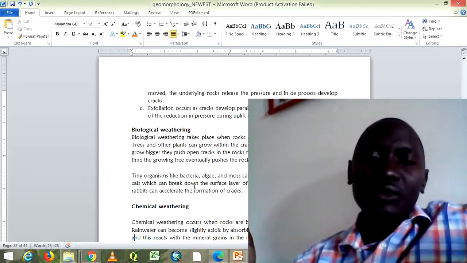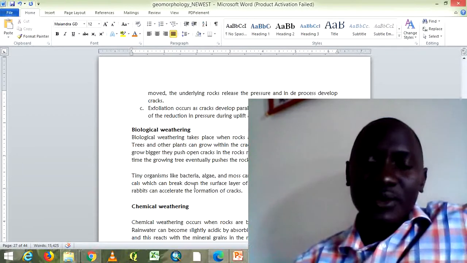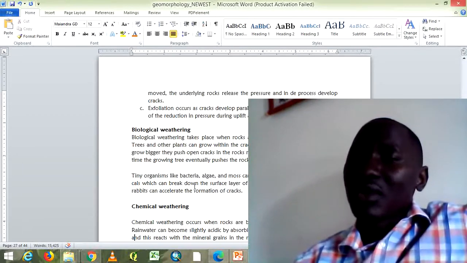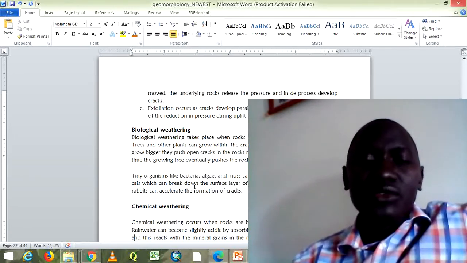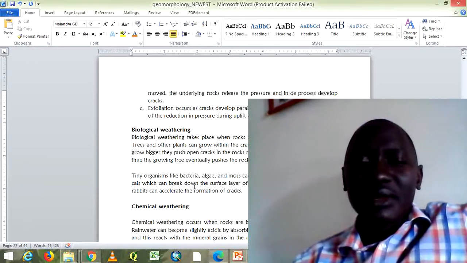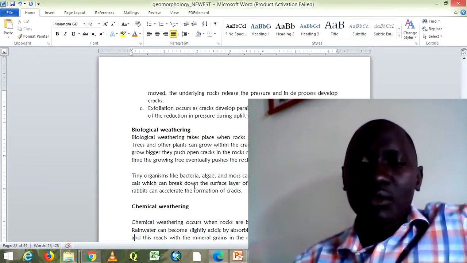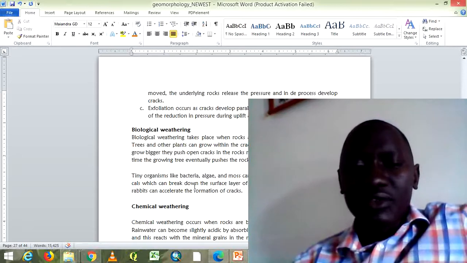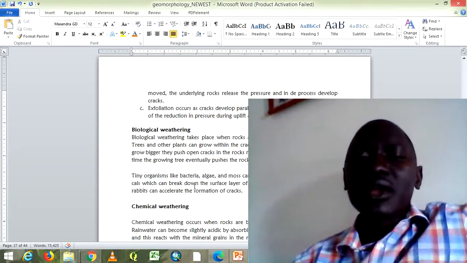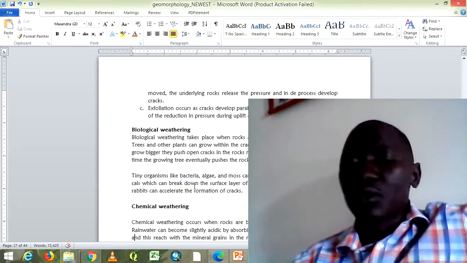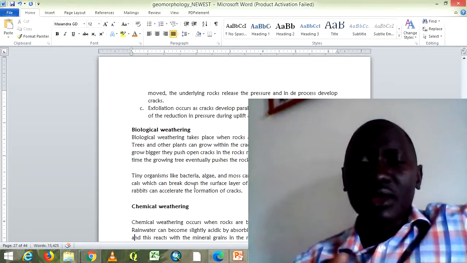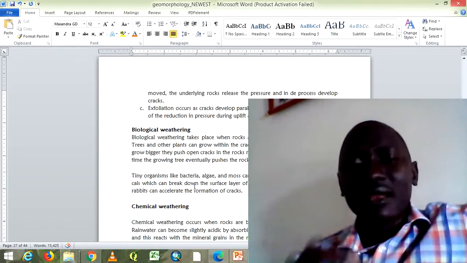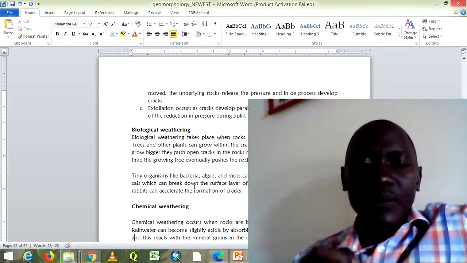When you go to these areas of rock outcrops, like for example in Fort Portal there, you'll find trees growing on the rock, and the rocks have been disintegrated because of the plant root action. But there's also action of organisms known as bacteria, algae and moss, which grow on rocks and produce chemicals which can break the surface layer of the rock. There are also burrowing animals like rabbits and squirrels, which dig up the ground, hence leading to formation of cracks within the rocks. So all these are under biological weathering, action of plants and animals.